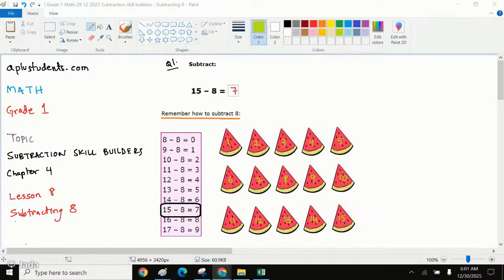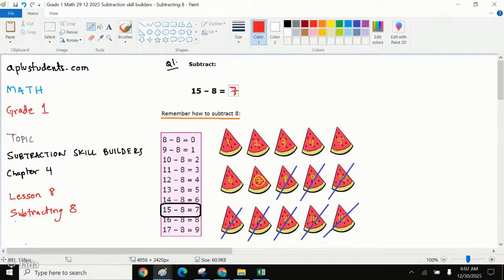So if we have 15 slices of watermelon, we need to subtract 8 from it. We need to remove 8. Let's try removing 8. We always remove from the biggest number, right? 1, 2, 3, 4, 5, 6, 7, and 8. So what was the largest number that is left over here? That is 7. Therefore, we say our answer is 7.